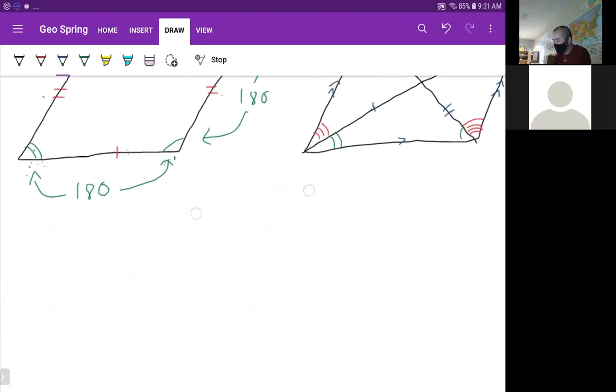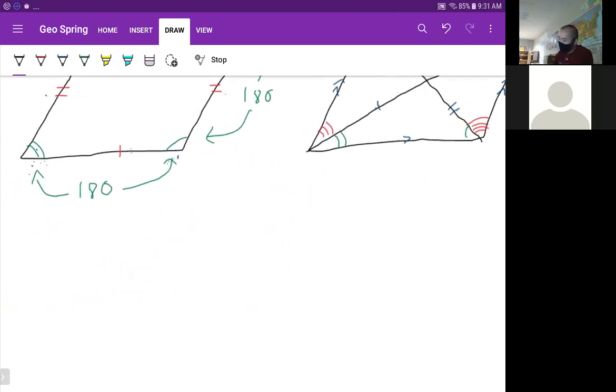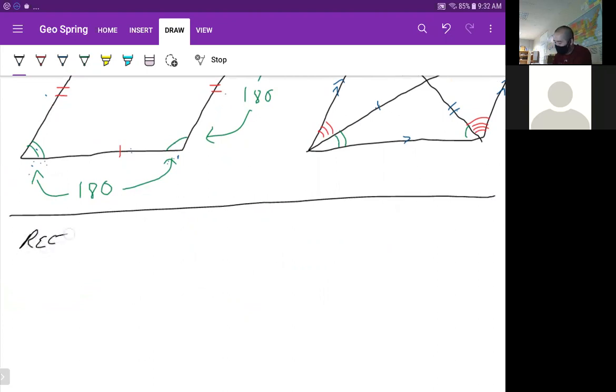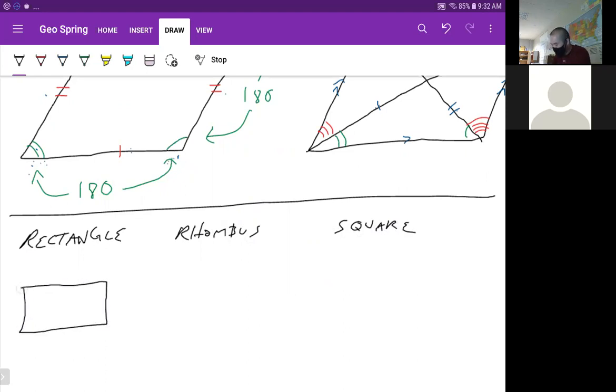Other types of parallelograms, there's three more. You have the rectangle, you have the rhombus, and you also have the square. So rectangle, you guys know what rectangles look like. Rhombus, it can be various shapes. And then a square, you know what a square looks like.